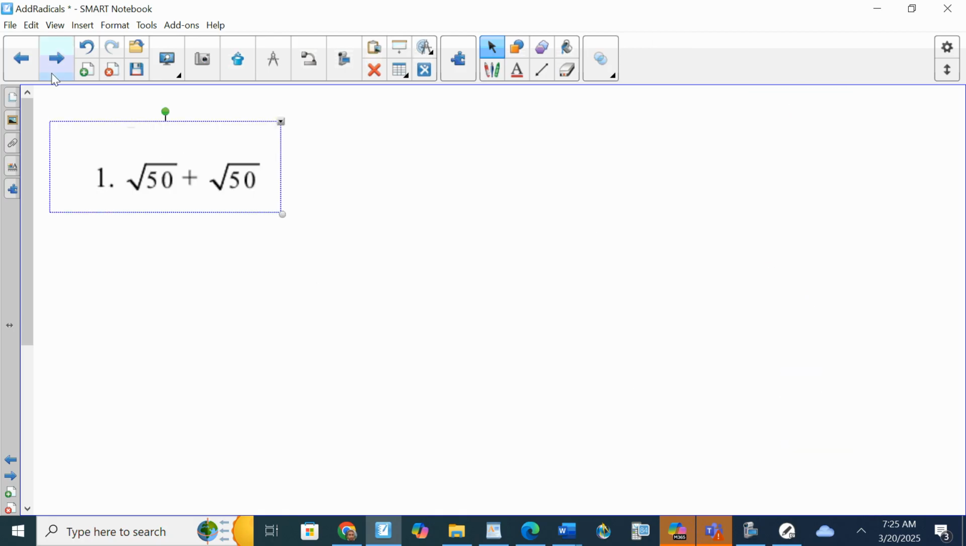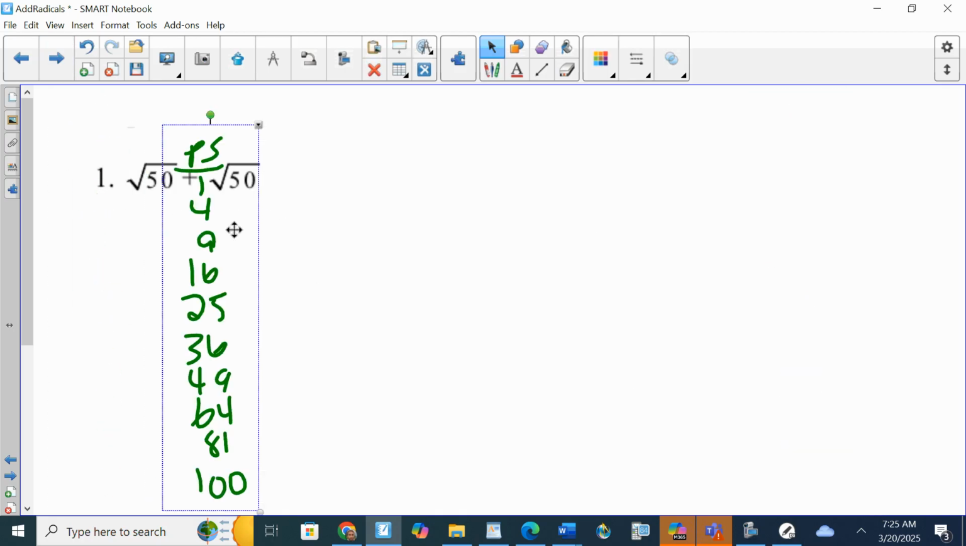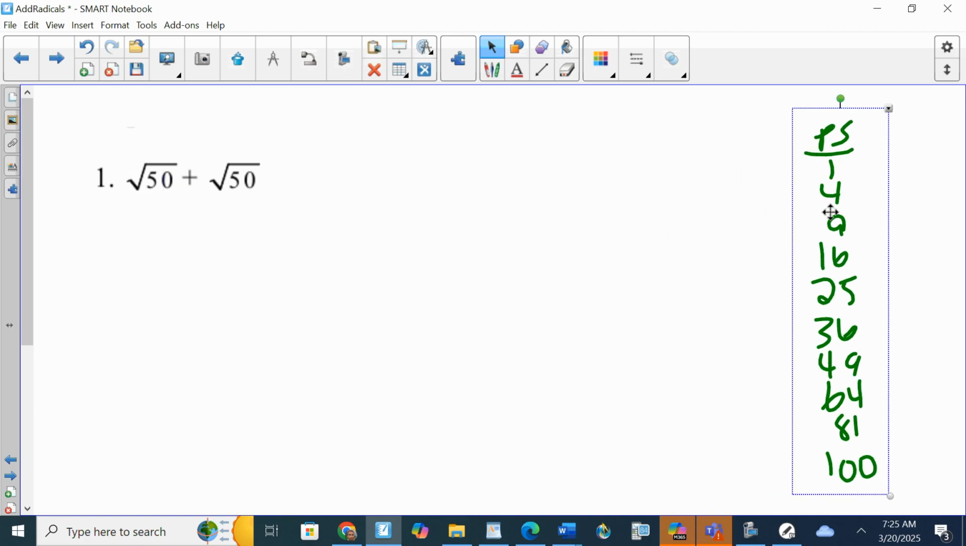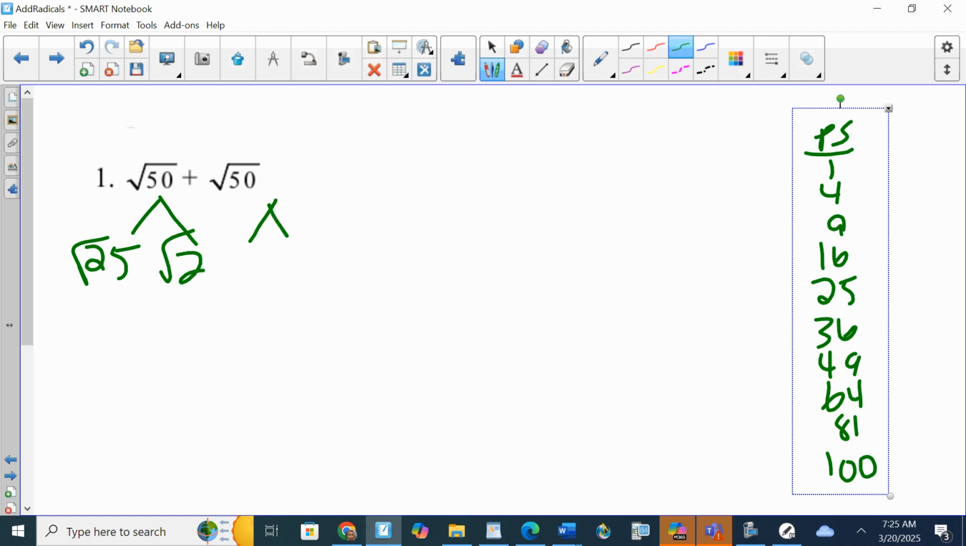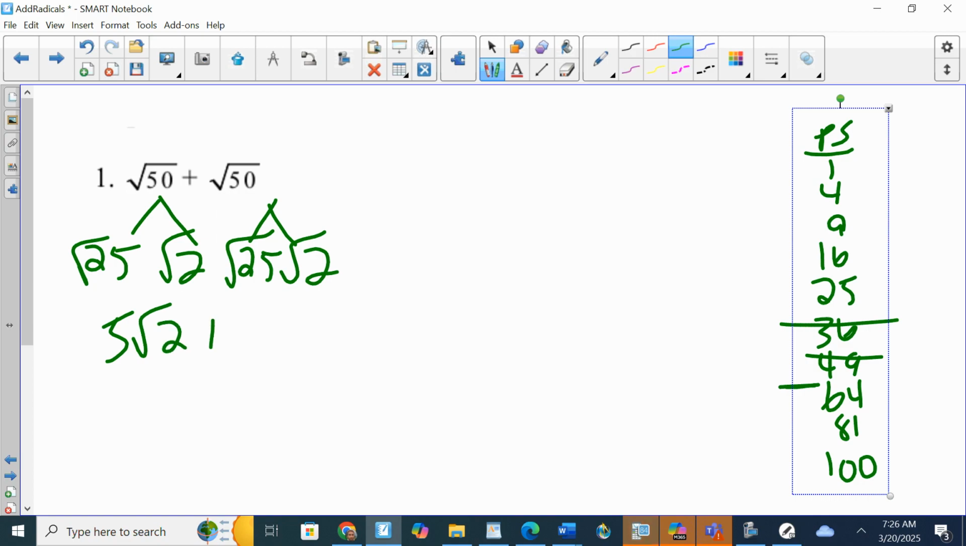Okay. So, number one, I want to reduce each radical. So I've got radical 50 and radical 50. You can use the calculator if you need to come up with those values. You're looking for the largest perfect square that goes into 50. It's not 49, it's not 36, it's 25. Square root of 25 is 5.